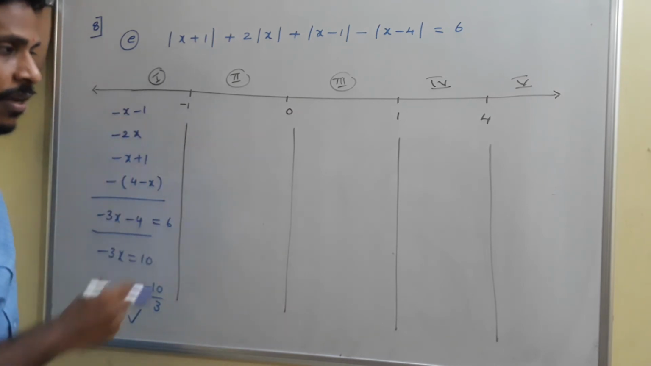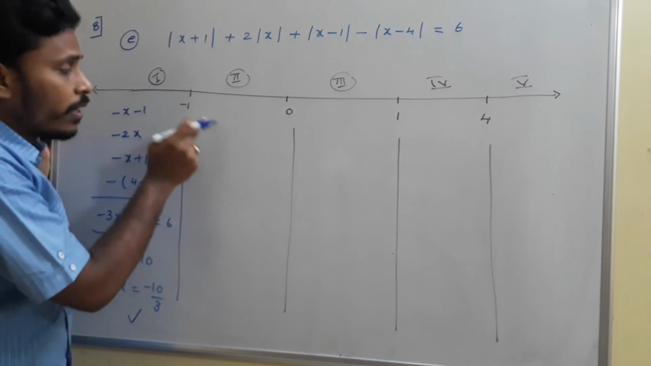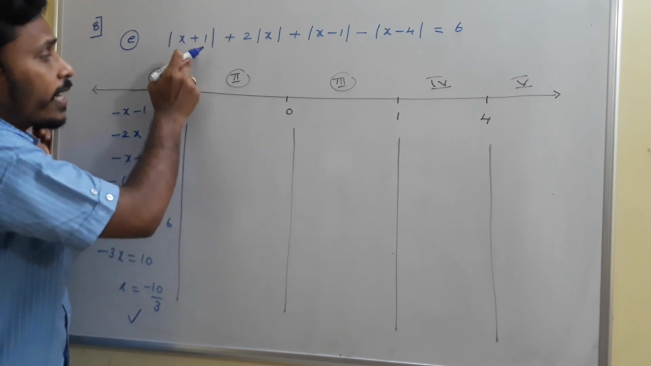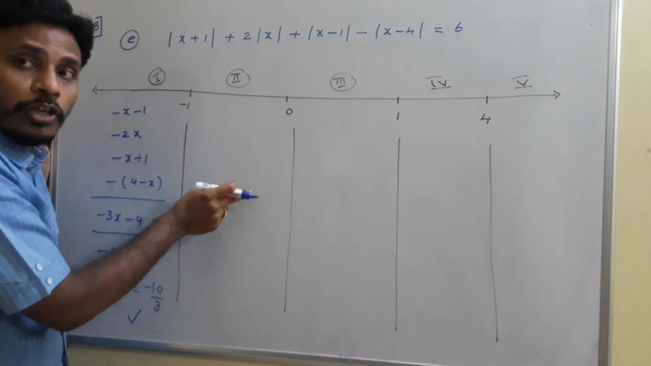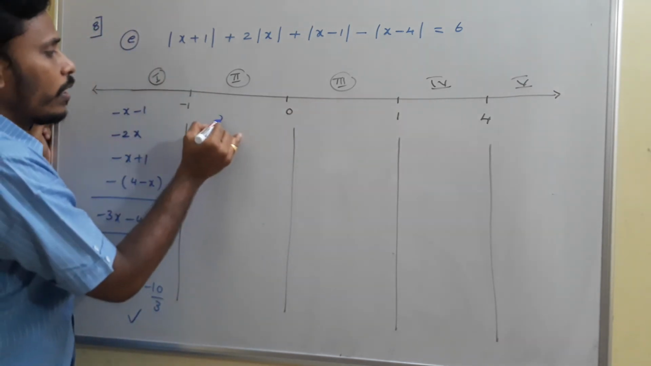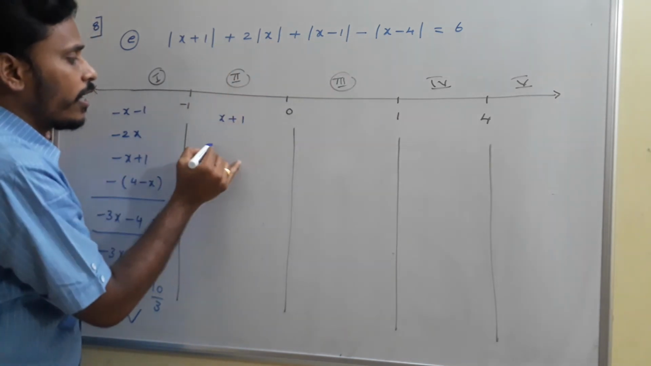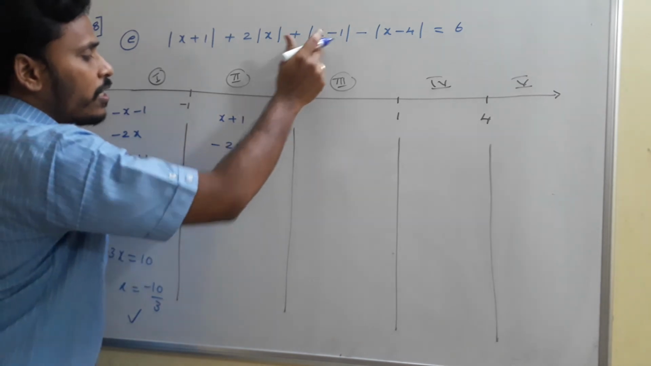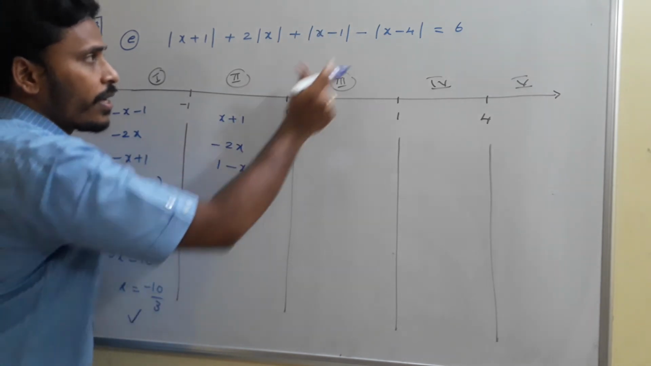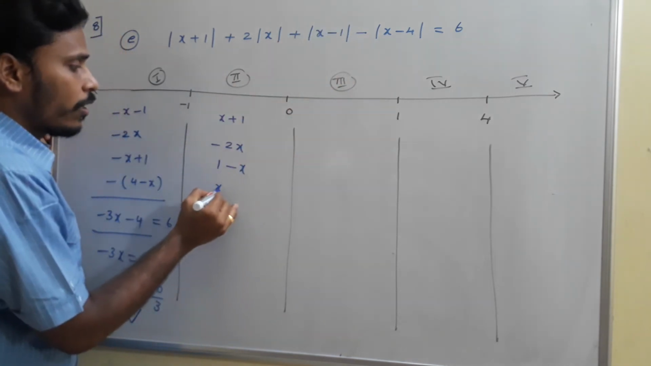Then the second case. It is very clear that after this minus 1, x plus 1 is positive here, and the remaining all are negative. Since this is positive, take x plus 1 directly. And all the remaining are negative, so since it is negative, minus 2x. Since it is negative, 1 minus x. Since it is negative, you will get 4 minus x, but before that we have a minus sign, so x minus 4.